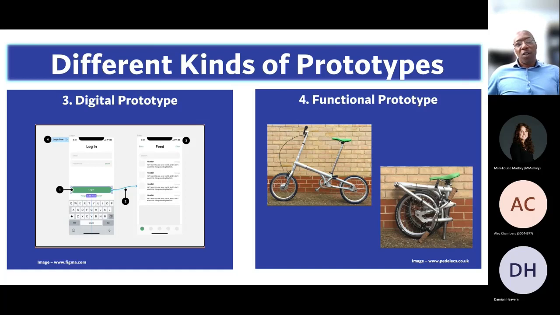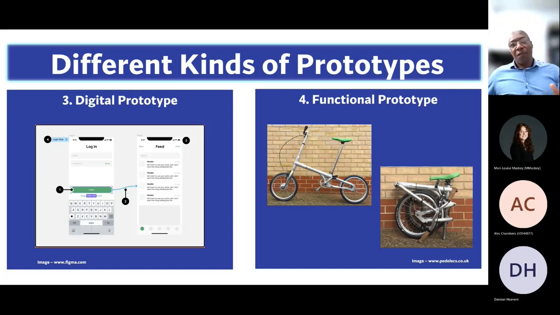On the right, we have the functional prototype, which is a physical model that demonstrates how a product or design will work in real life. Let's say you're designing a new type of bicycle with a unique folding mechanism. A functional prototype of this bicycle would be a physical model that can be ridden and folded, demonstrating all the key features of the design.